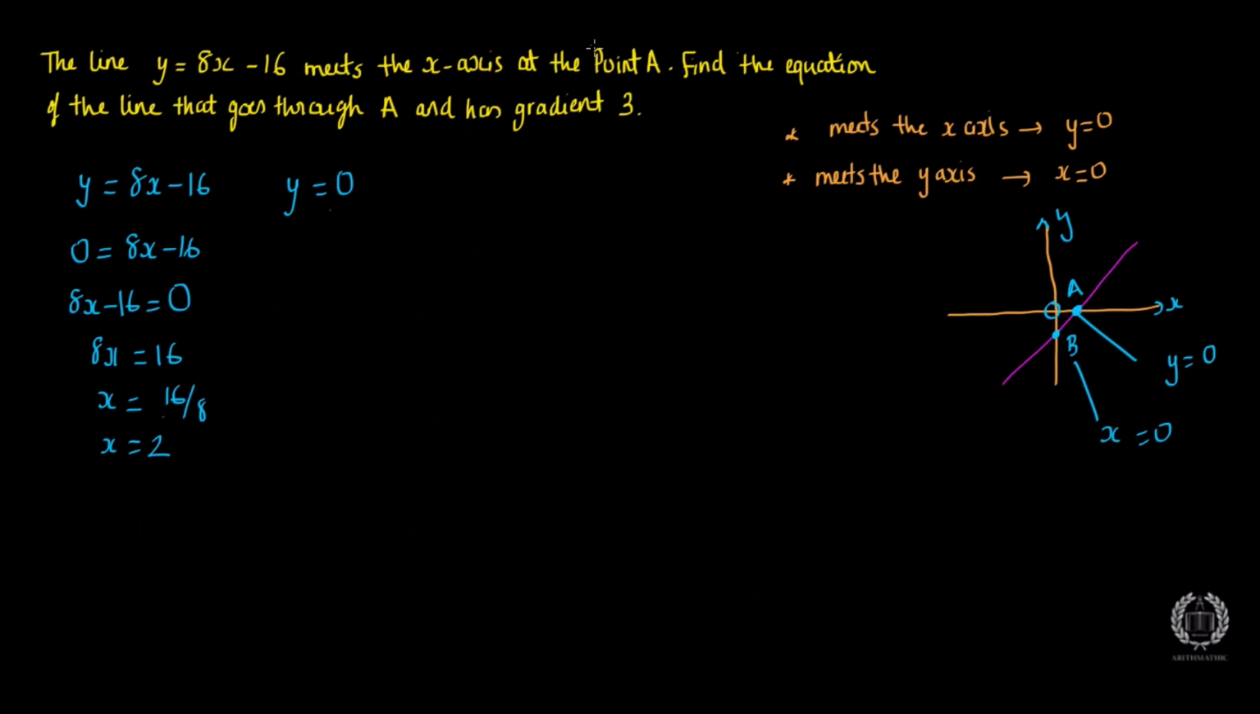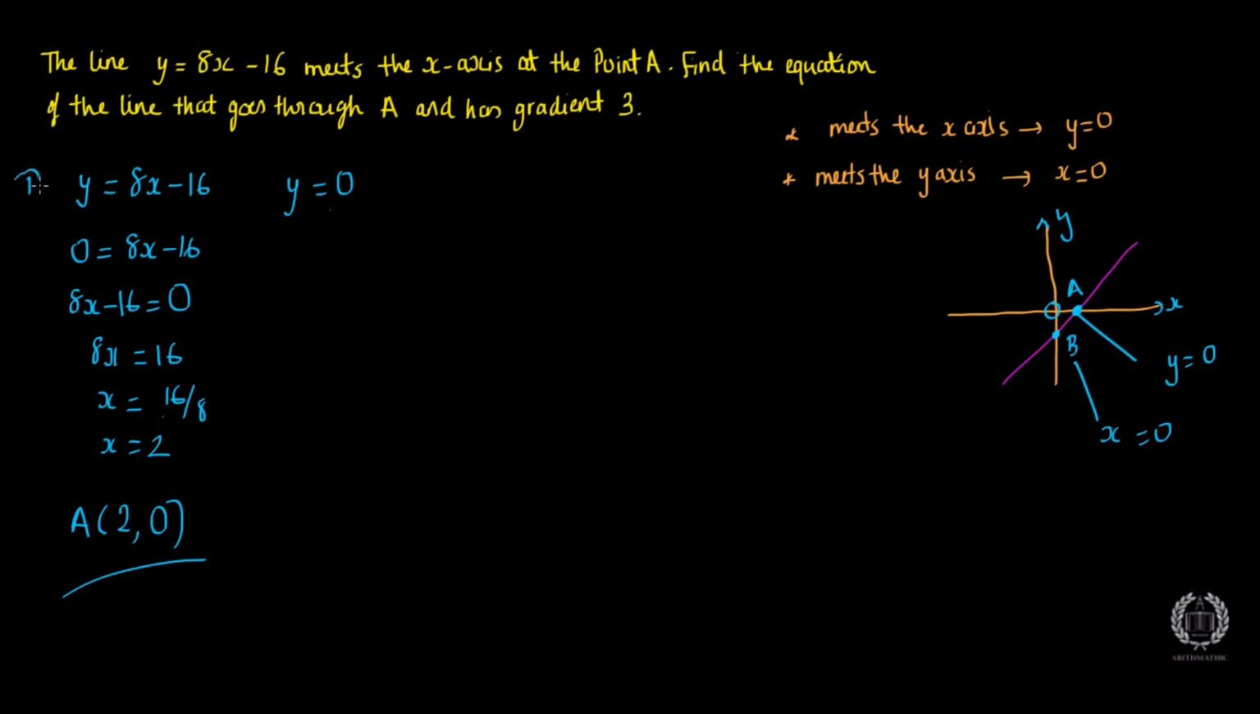And remember, it meets the x-axis at point A. So I know my point A is going to be (2, 0). So I've got my coordinate. Good. But the question is asking, find the equation of the line that goes through A, which is this coordinate, and has a gradient of 3.